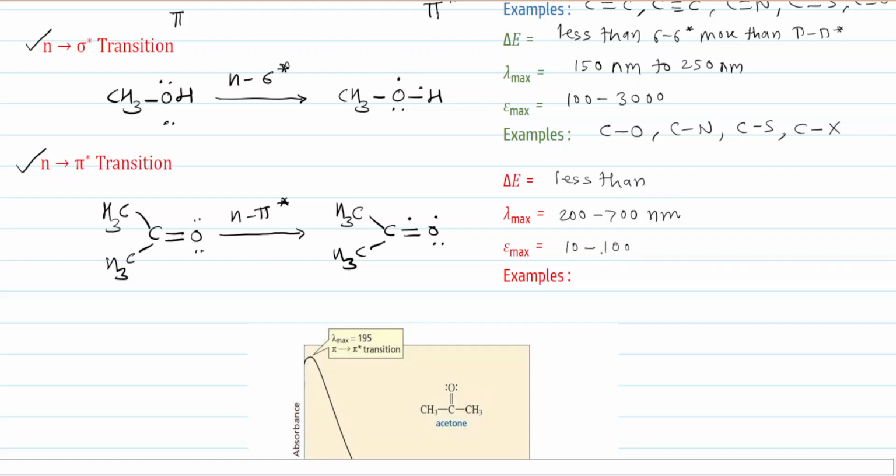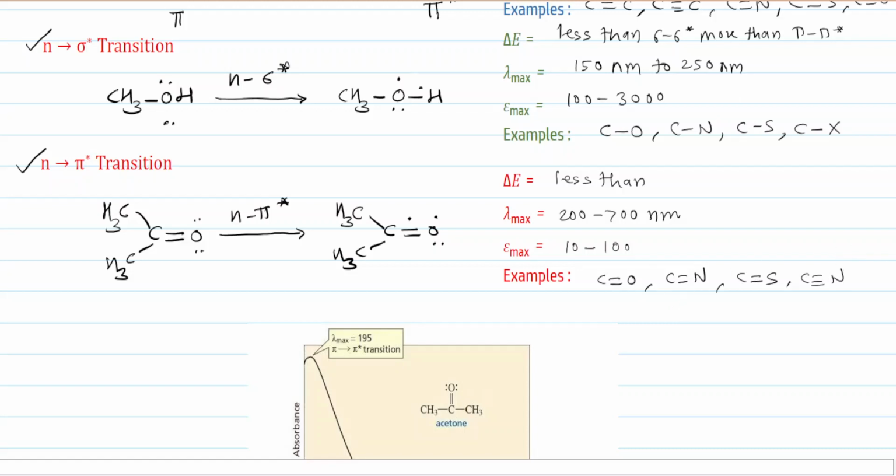The example for N to pi star transition: the compounds which are having an unsaturated bond as well as presence of heteroatom, they definitely show N to pi star transition. So the compound, that is carbon double bond oxygen, that is carbonyl compound, that is imine compound, or Schiff bases, they show this type of N to pi star transitions. So another, I will write C double bond S, then cyanide C triple bond N. These are the example of compounds showing N to pi star transition.